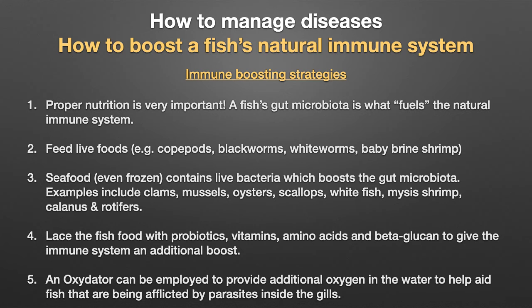Strategy 4. Lace the fish food with probiotics, vitamins, amino acids, and beta-glucan to give the immune system an additional boost. Strategy 5. An oxidator can be employed to provide additional oxygen in the water to help aid fish that are being afflicted by parasites inside the gills.